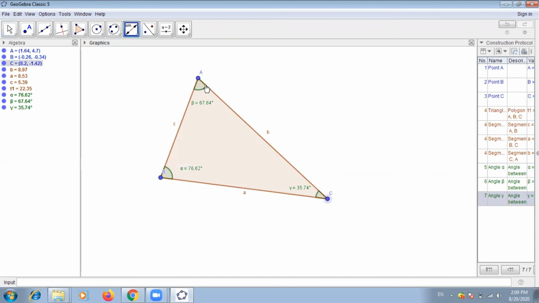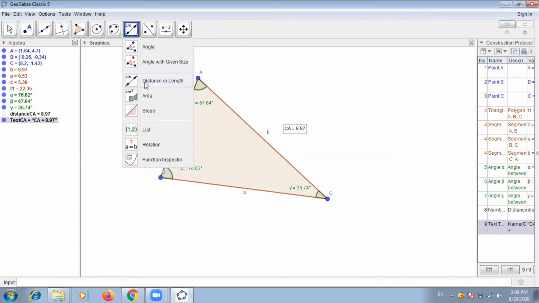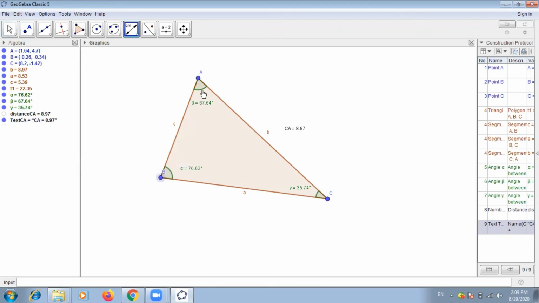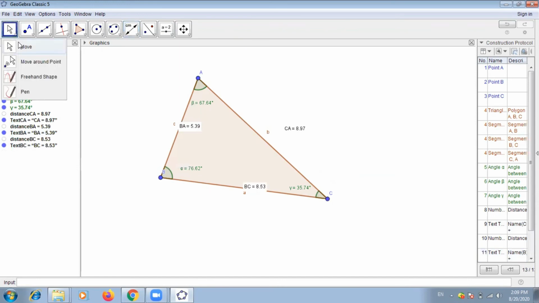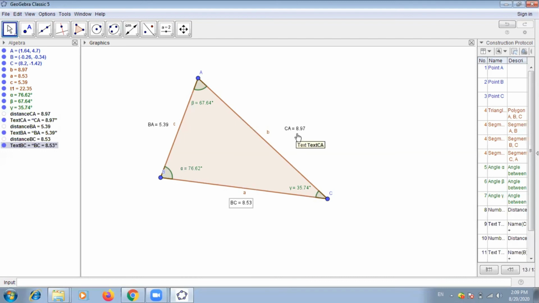So I'm measuring this side, that is equal to 8.97. In the same way I measure the length of this side and this side. So now you can see that as this is the largest angle, the side opposite to it is the largest, 8.97. Then this angle is 65.64, therefore this side is 8.53. And similarly, this angle is 35.74, so this side is 5.31.